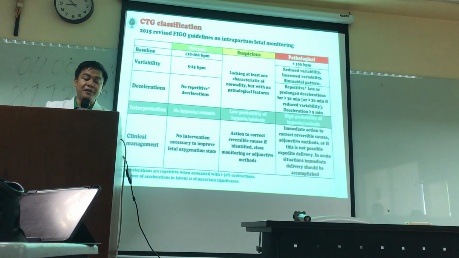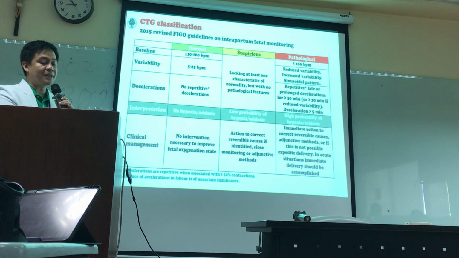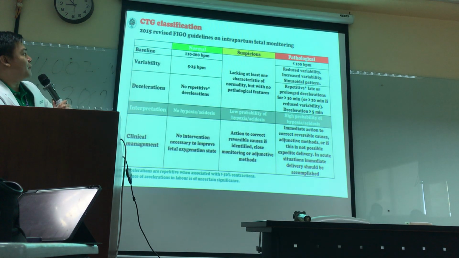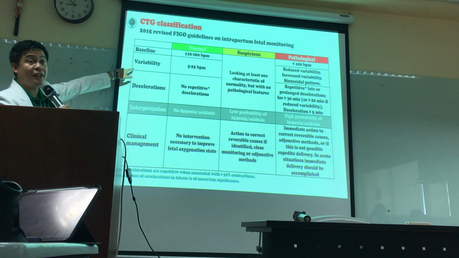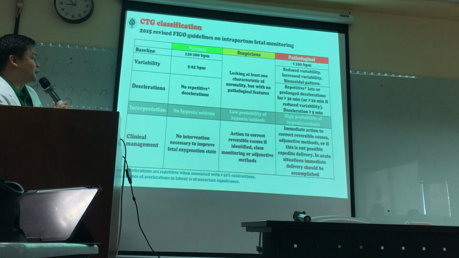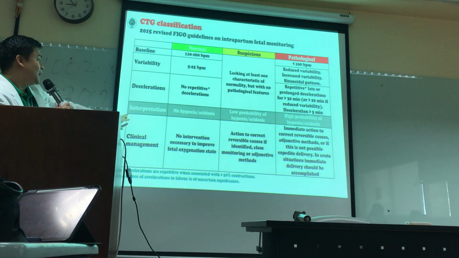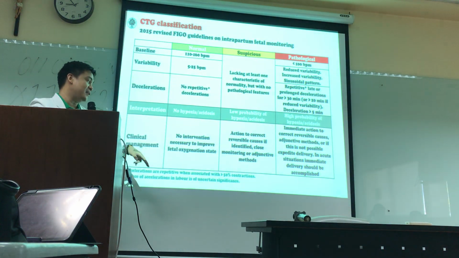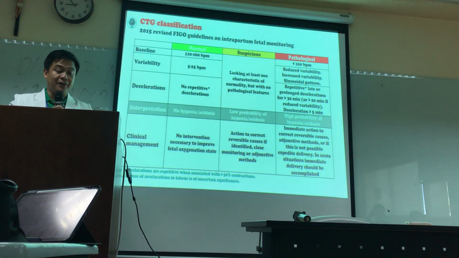So for your FIGO classifications, medyo mas madali siyang intindihin, no? So for normal, you have a normal baseline, you have a moderate variability, you have no repetitive decelerations, so the interpretation is category 1, no hypoxia or no acidosis, so you don't have to do any intervention.